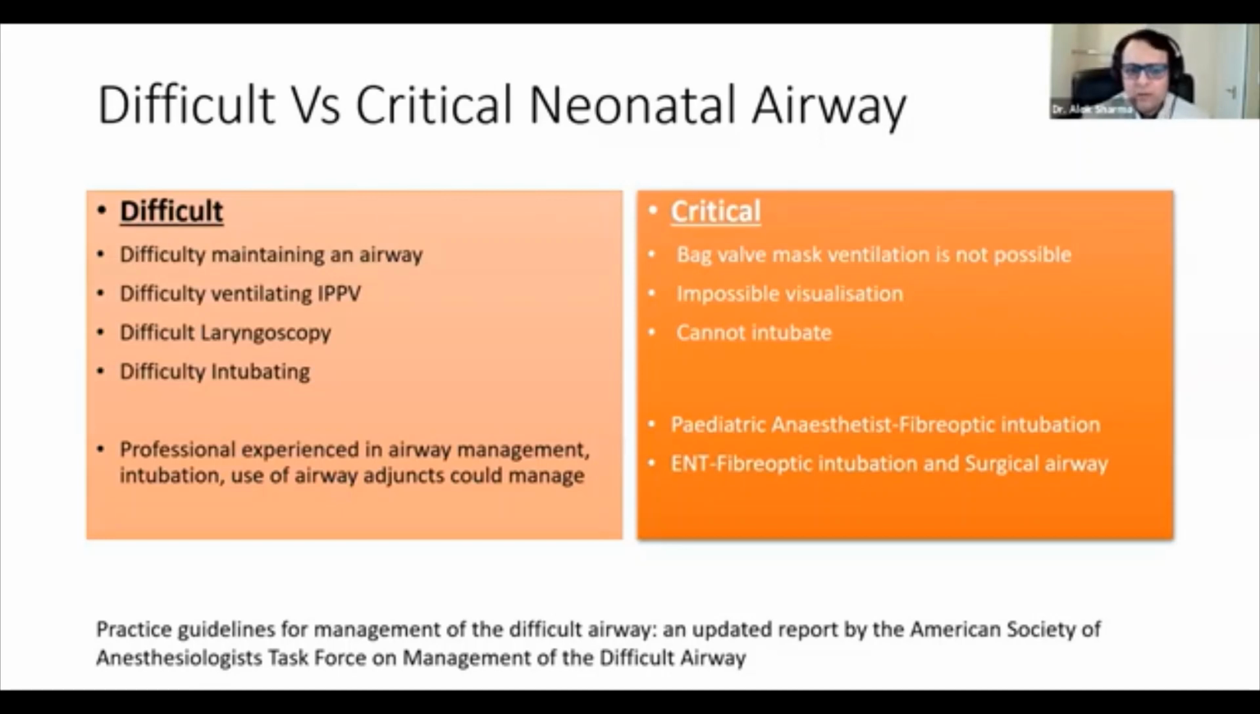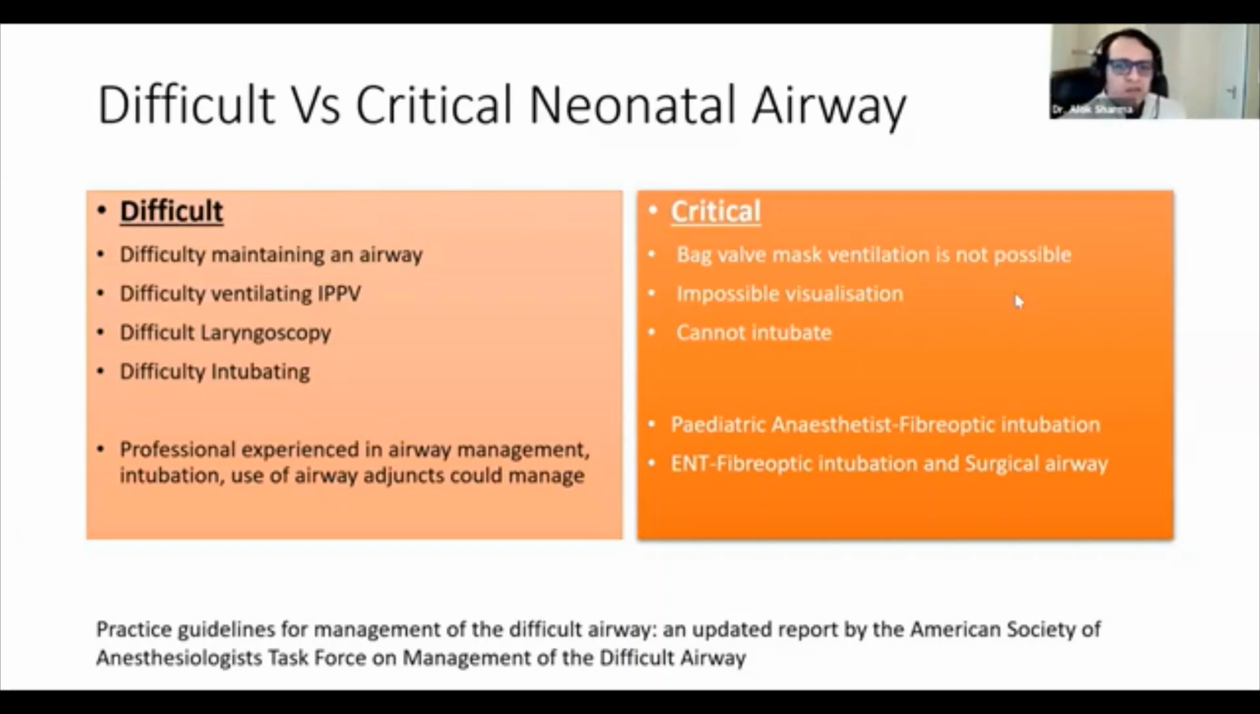So it's fairly uncommon. But I think the critical difference is that with a difficult airway, you as an experienced neonatologist or pediatrician will be able to manage that airway either by special intubation techniques, either by airway adjuncts, or by using your team in such a way that you can actually manage the airway until such time as you get expertise to come and help you. That might be an extra pair of hands, another colleague, or it might be a pediatric anesthetist or ENT.